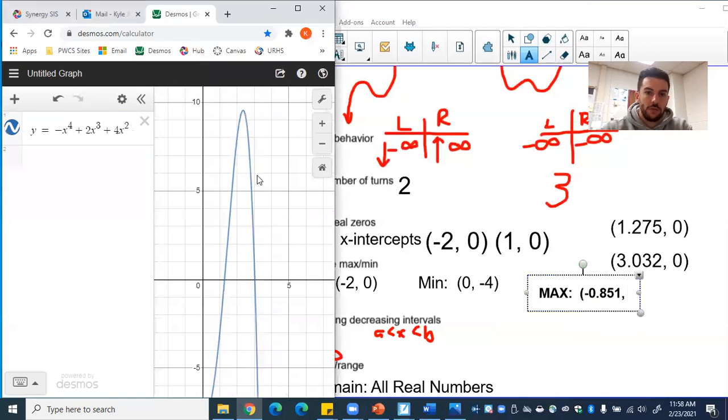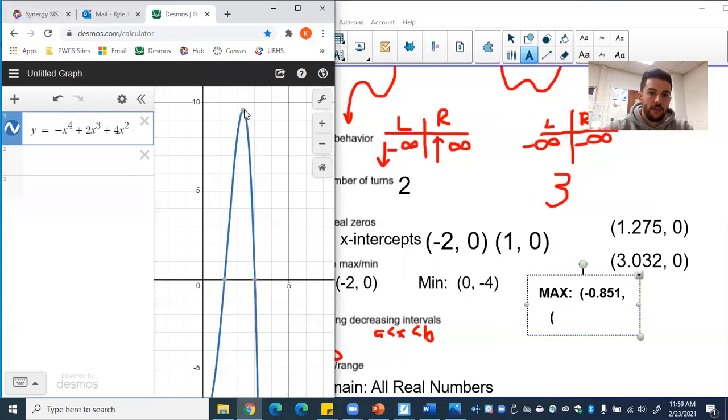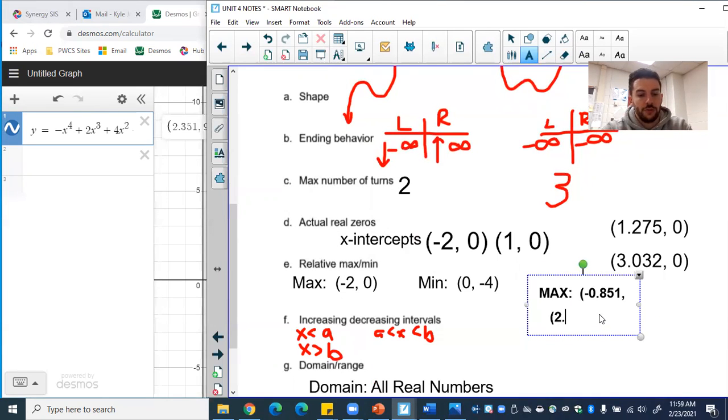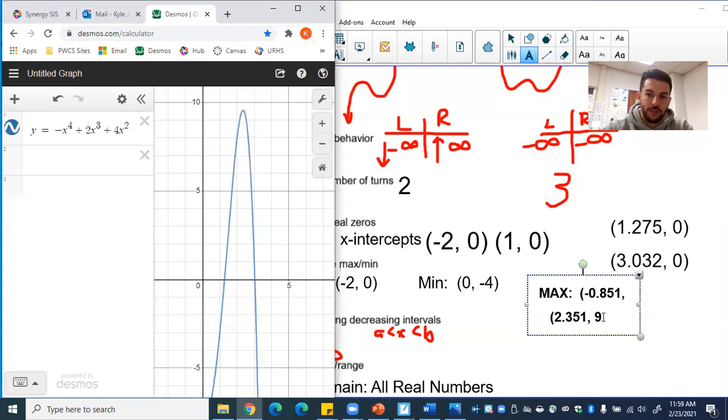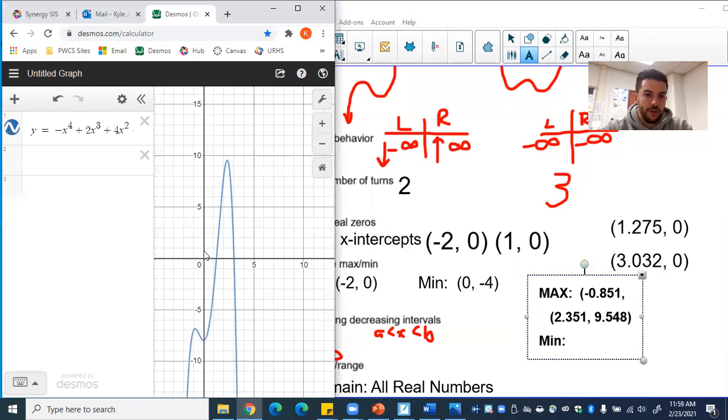And, oh, I forgot my other value. But this is also a max up here, right? So I'll write that as a max as well. .351, 9.5. I'll just round some of these. 2.391, 9.548. Okay, and then the min.